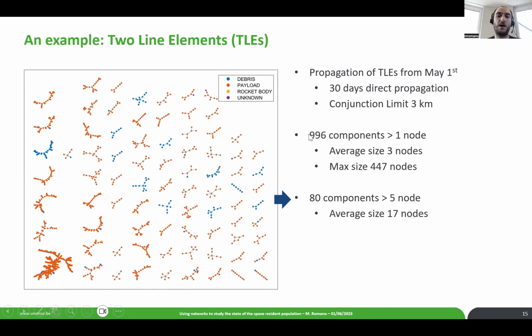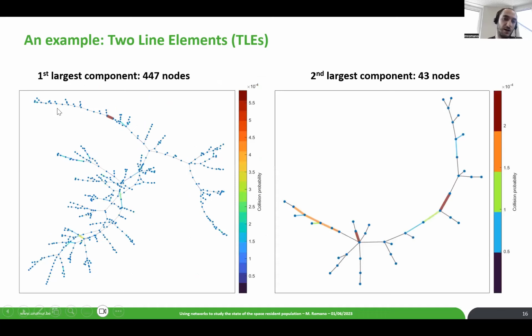We have 1,000 components initially, mostly very small components made of 2 or 3 satellites that only encounter each other and no one else, because space, however, is big. Some objects in some orbits are pretty isolated. However, if we consider the largest 2 components, the large one is 447 nodes. The second one is around 40 nodes. And again, we can map the collision probability here and see how these interactions relate to the risk of a collision.